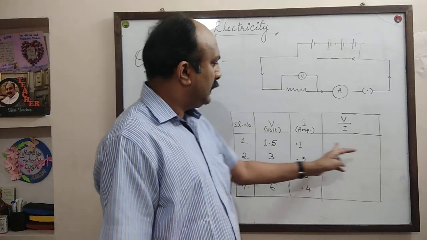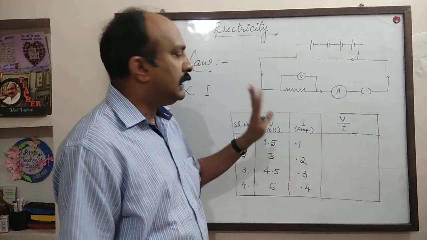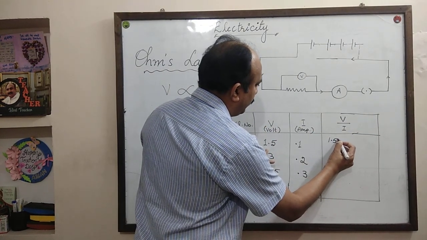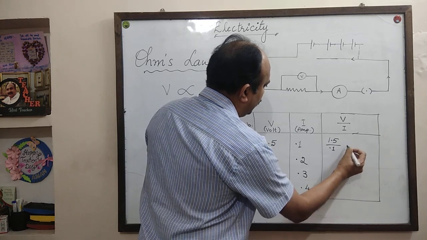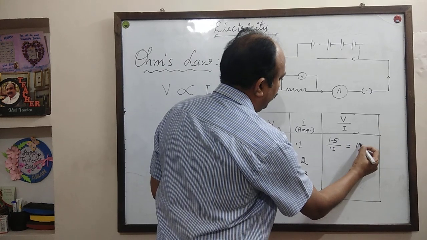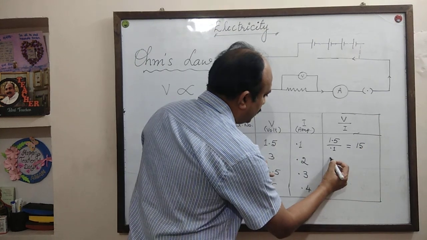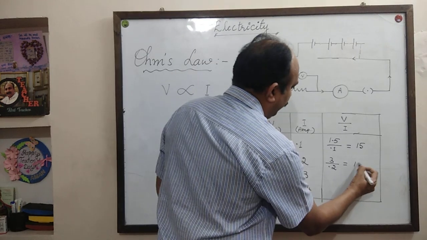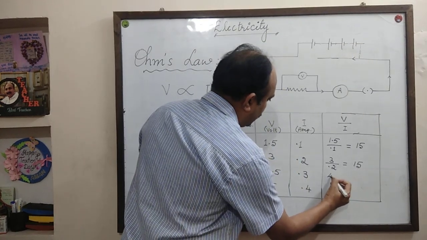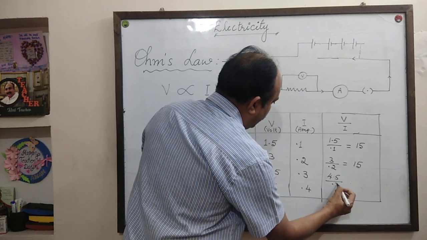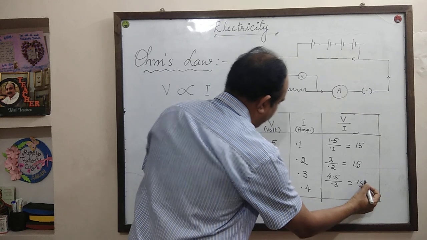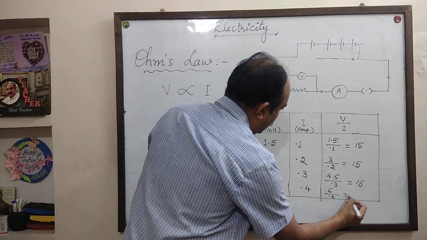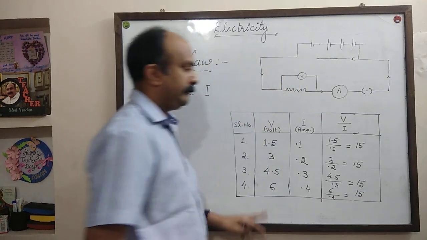Now, everywhere we are going to calculate the ratio V upon I. That is 1.5 upon 0.1, which is equal to 50. Here 3 upon 0.2 is equal to 15. Here 4.5 upon 0.3, again 15. Here 6 upon 0.4 is equal to 50.